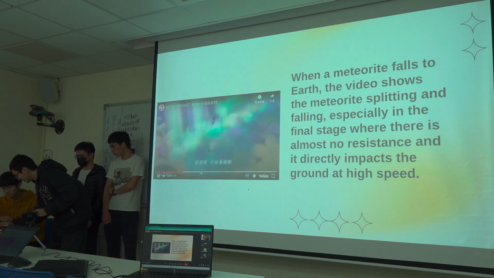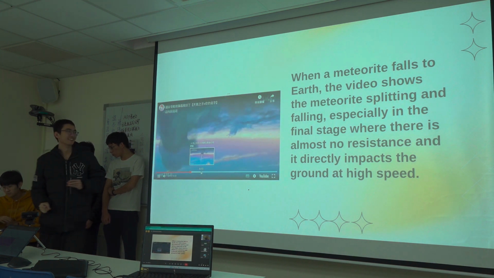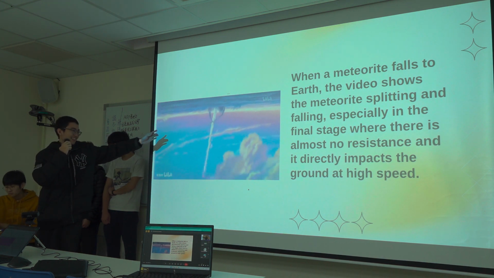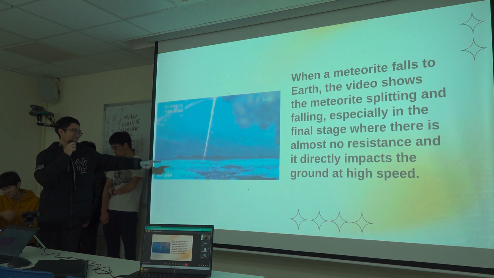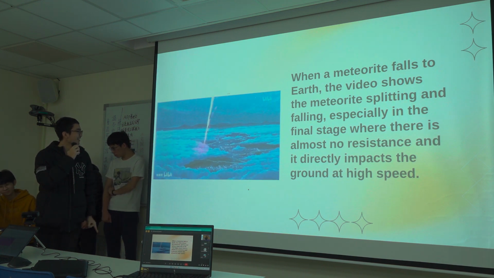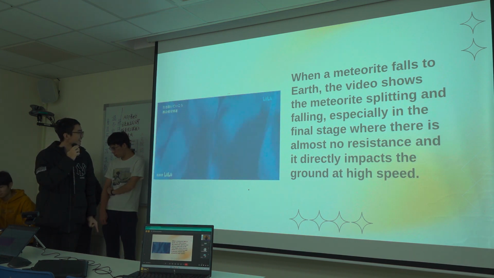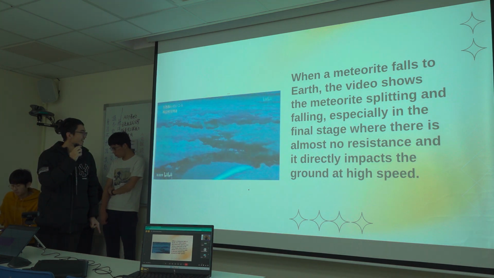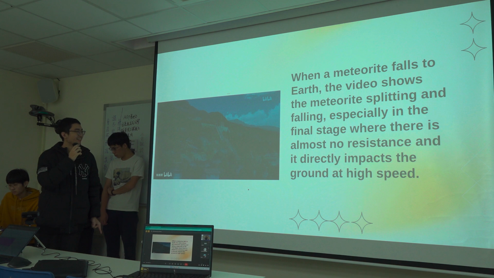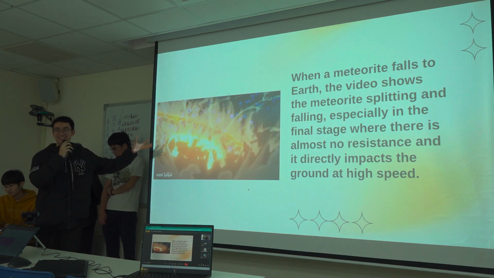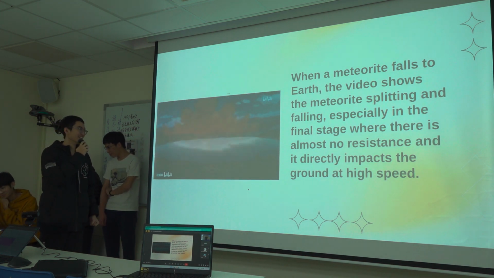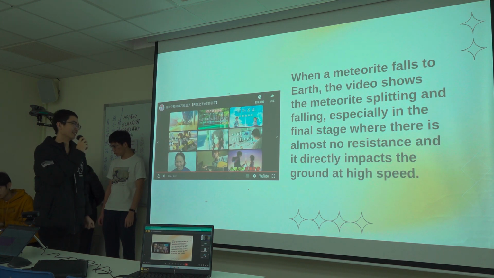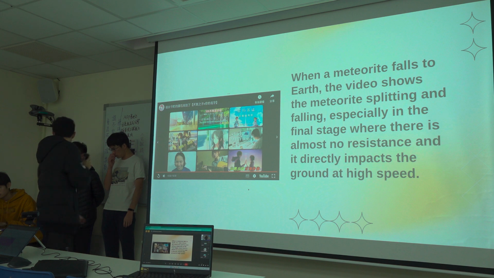This is a girl falling, not the meteorite. Sorry. Wait, it's like this. Yes, the falling is like this. Okay. So next page. The movie is that bad.